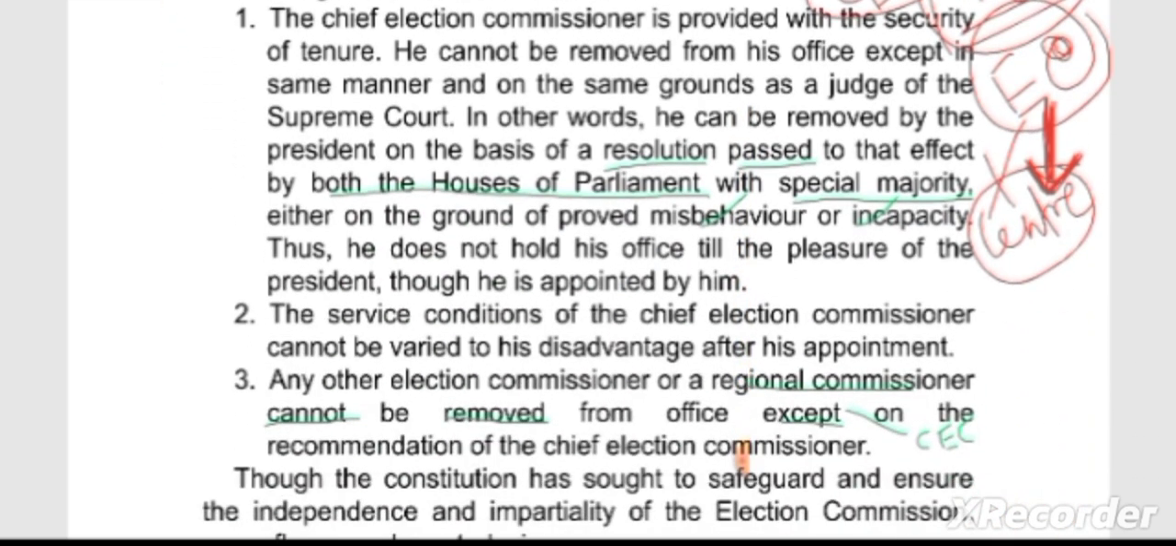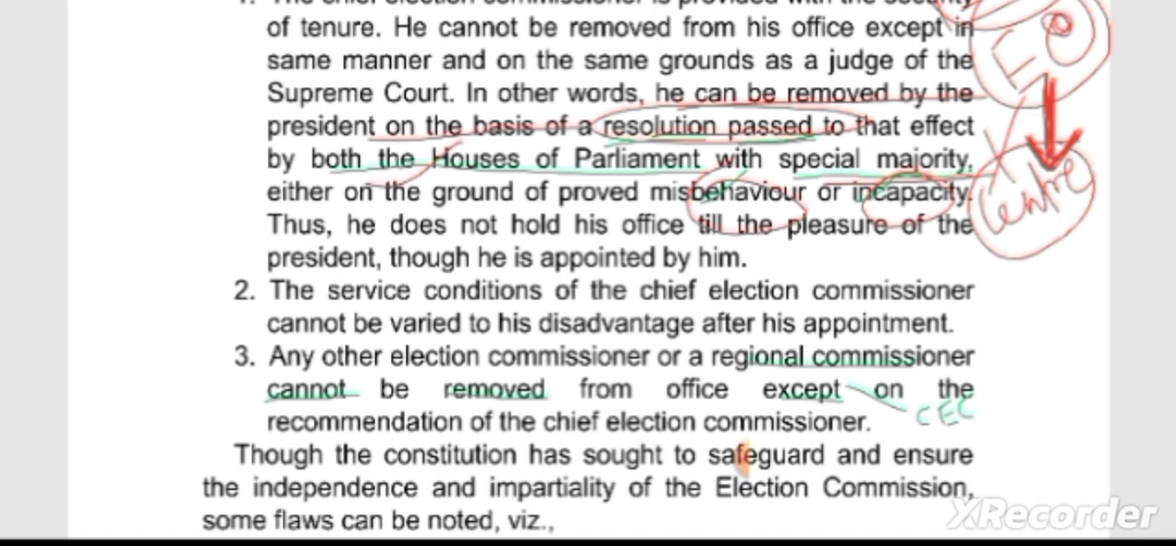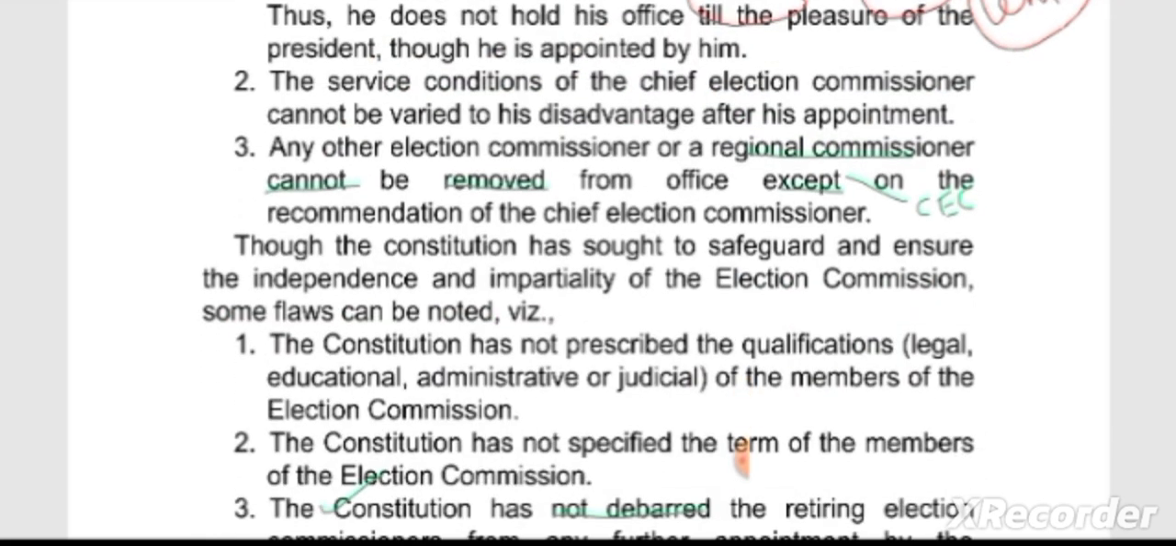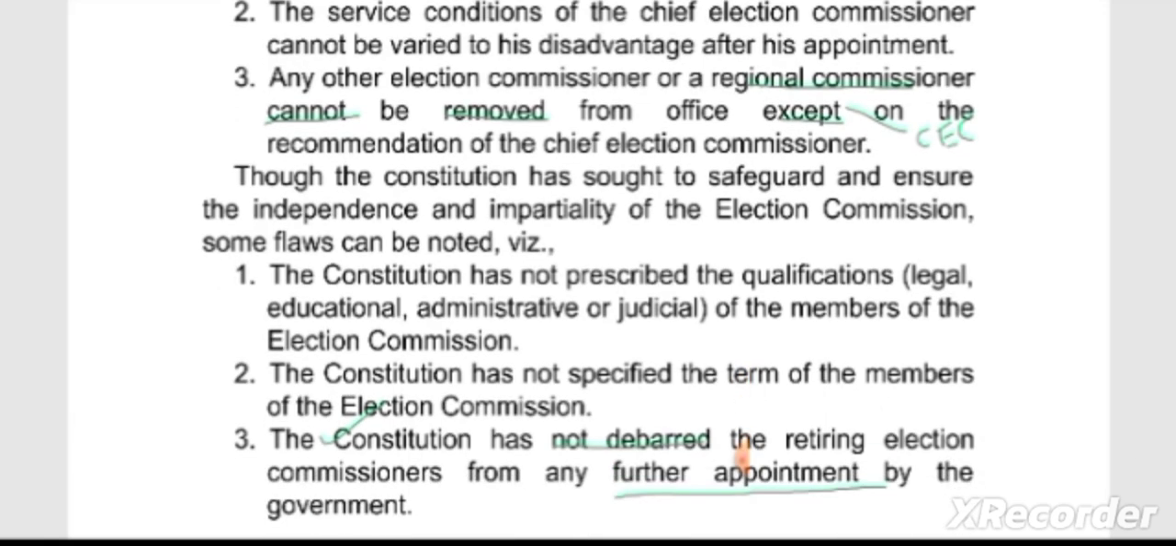Now, to talk about this independence, in other words, he can be removed by the President on the basis of a resolution passed by both Houses with a special majority, on the ground of misbehavior or incapacity. That is obviously a point we are going to take: the President can only give his sign after both of the Houses have already given the special majority. Okay, so there is a proper signing off.